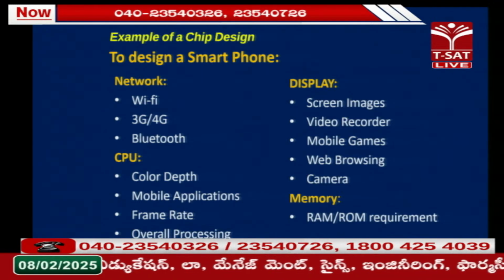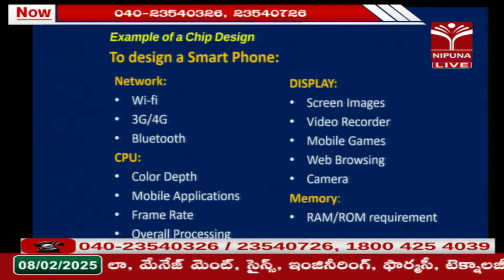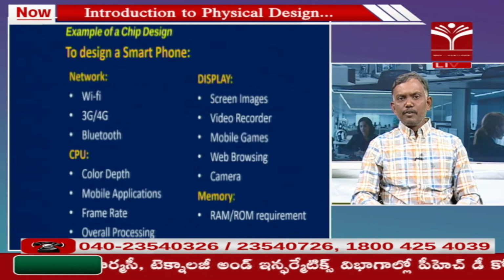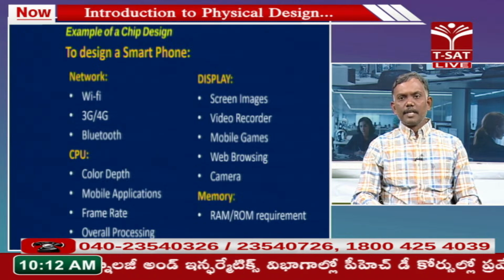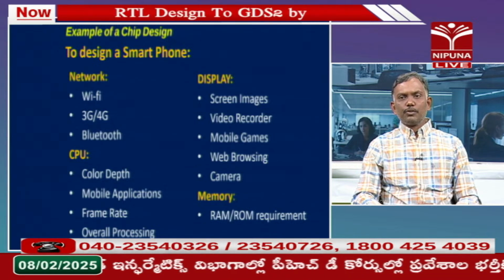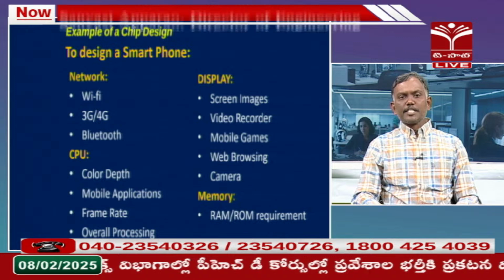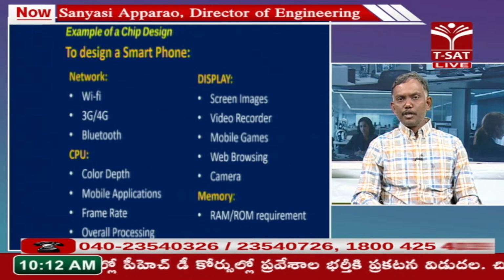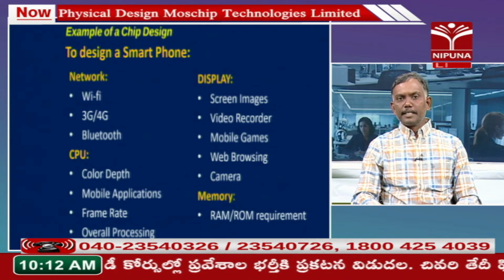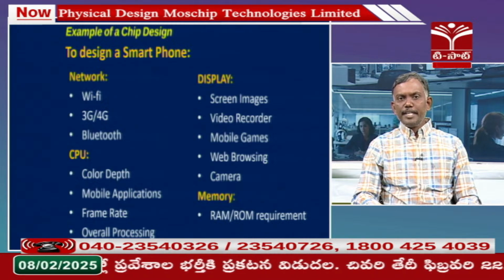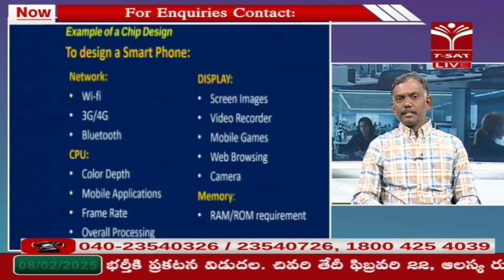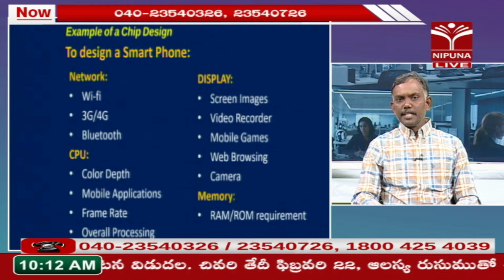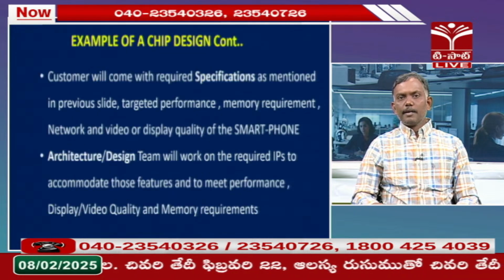I am taking a simple example for a chip design. I am taking a smartphone, that is our product. We are intended to go for a smartphone. A smartphone consists of network like Wi-Fi, 4G, Bluetooth, and CPU, mobile applications, frame rate, and displays, video recording, camera, like that, and also how much memory we need for this product. So these all come under specification.